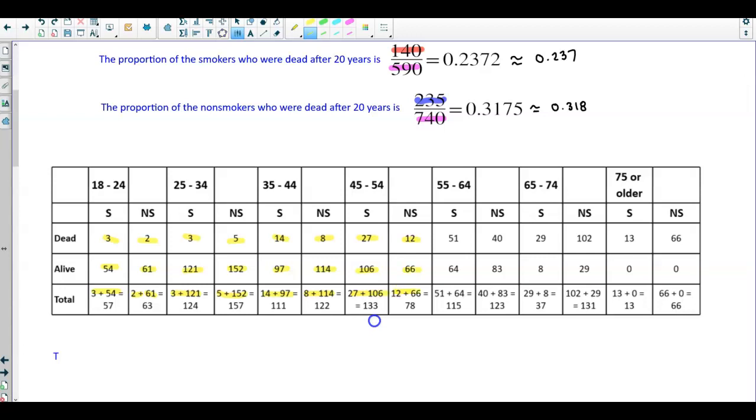12 plus 66 gives us 78. 51 plus 64 gives us 115. 40 plus 83 gives us 123. 29 plus 8 gives us 37. 102 plus 29 gives us 131. 13 plus 0 gives us 13. And 66 plus 0 gives us 66. Now again, these represent the totals, 57, 63, and so on. These represent our totals of our values.